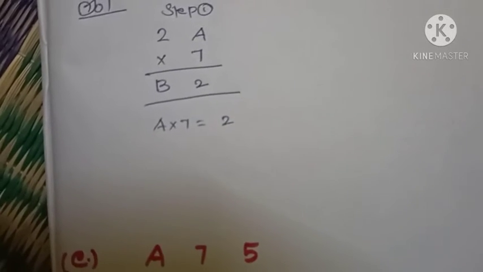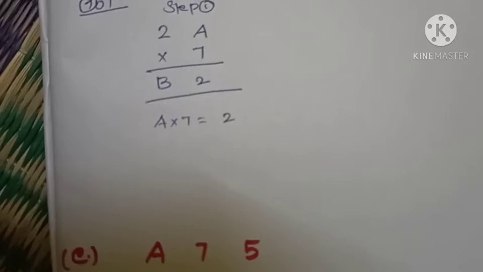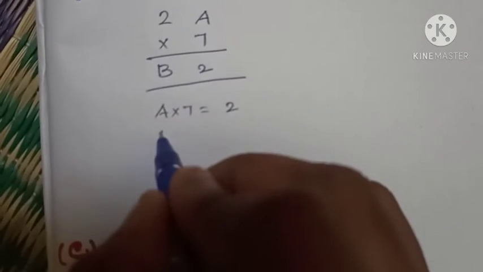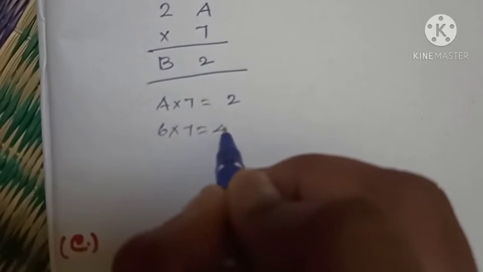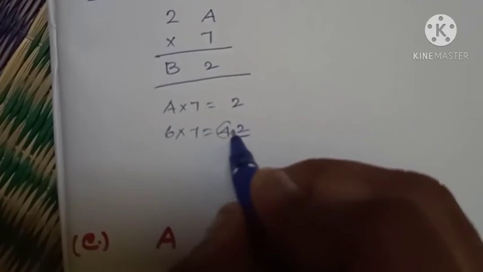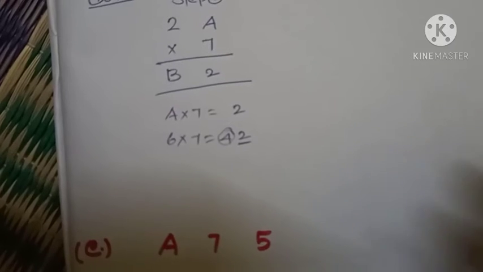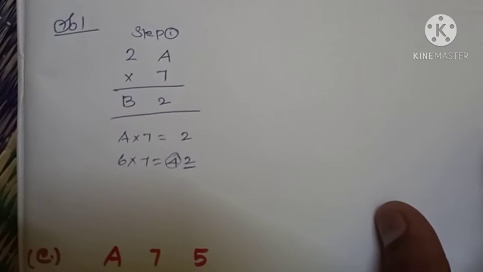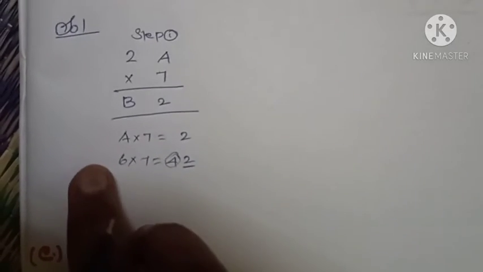So only one is possible. If we take 6, you get 42. So 6 into 7 you get 42. So 2 is in the unit place, and 4 you take as a carryover. Okay, so in step 2 we need to replace A as 6.